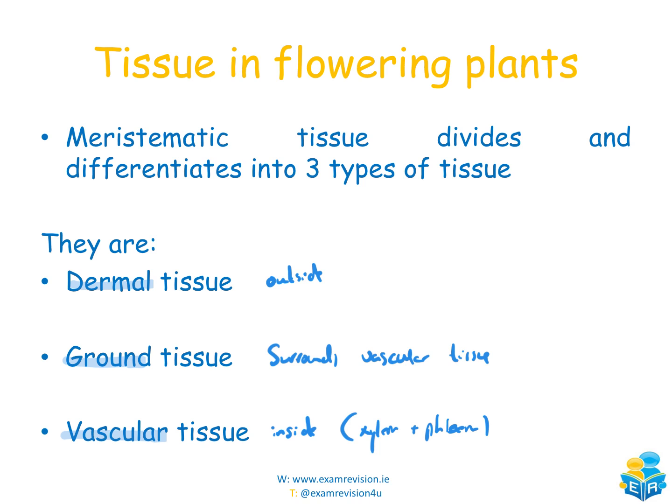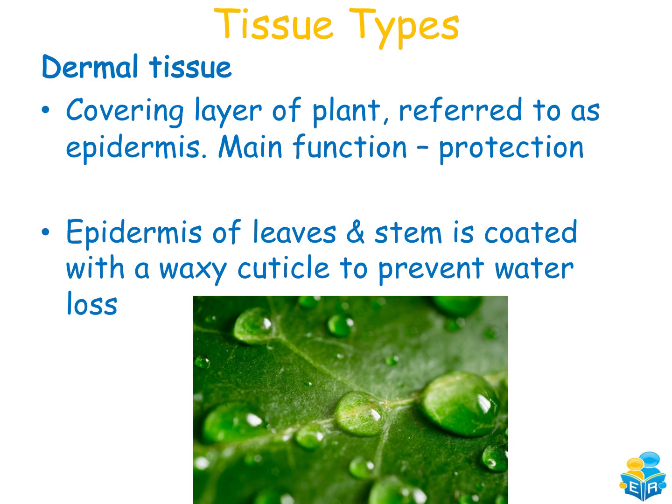So the meristematic tissue, think of the meristem. Okay, so rapid cell production. So within that meristem, many cells are going to be produced, they're going to divide, and they're going to differentiate into the three types of tissue. So it's either going to become dermal tissue, ground tissue, or vascular tissue.